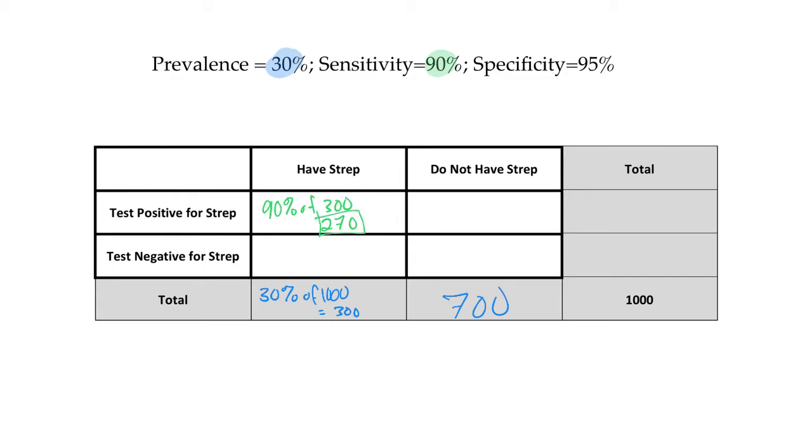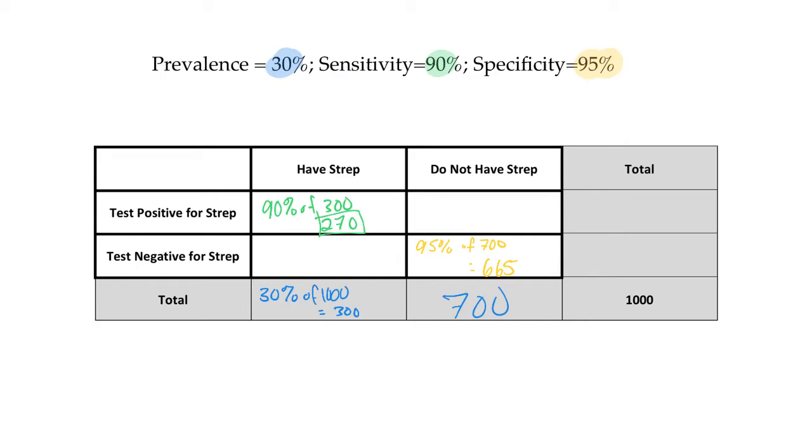And then the last number we're going to look at is the specificity. So the specificity of a test tells us of those who do not have the disease, how many of those will test negative. So this says that 95% of those who do not have the disease will test negative. So 95% of the 700 people are going to test negative. So if I do that calculation, I get 665 people will test negative.